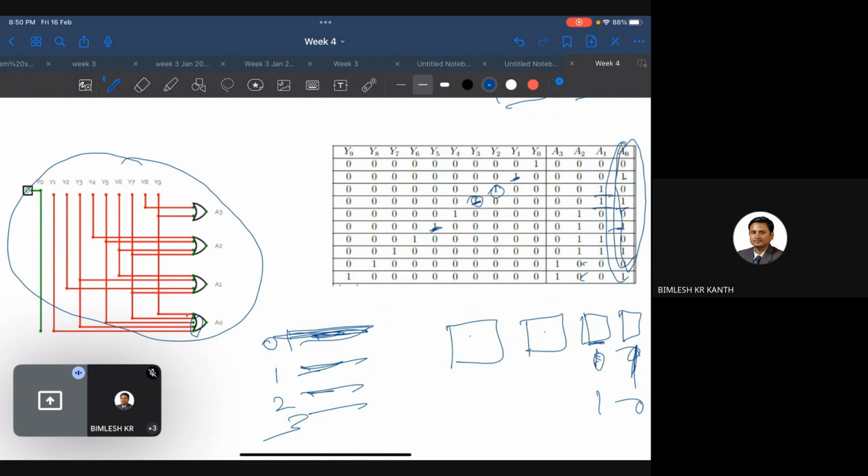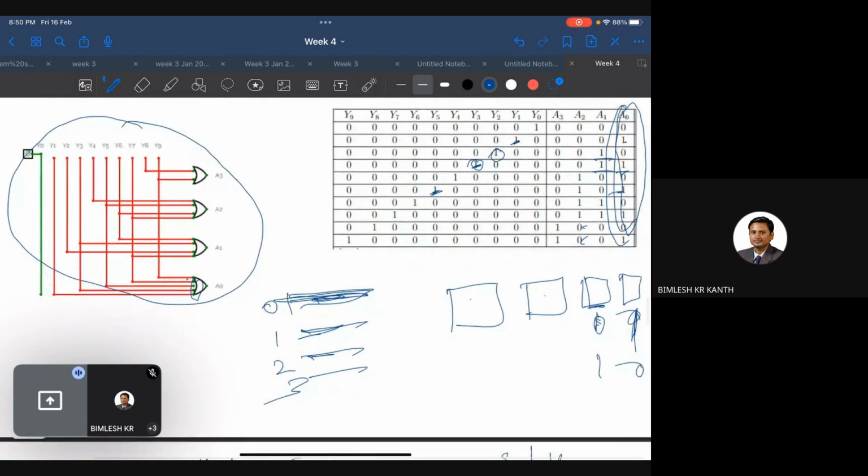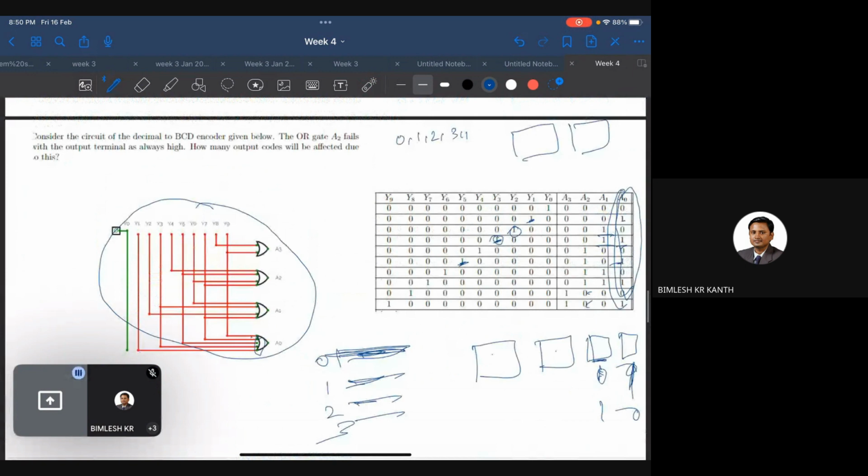Now, if A2 is faulty and the output terminal is always high, how many rows will be affected? You can see that there are 6 rows affected. Correct. They will not be behaving as required.